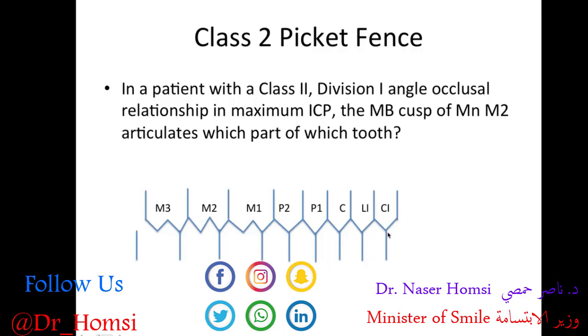So we just remember to move everything back a line. We start on the central incisor and just draw the lines down. So here's a question for you. In a patient with a class two division one angle occlusal relationship, in maximum intercuspation, the mesial buccal cusp of the mandibular second molar articulates with which part of which tooth? Okay, so we would find the second molar down here. We'd find the right cusp, which is the mesial buccal cusp. Now let's go to the next slide.